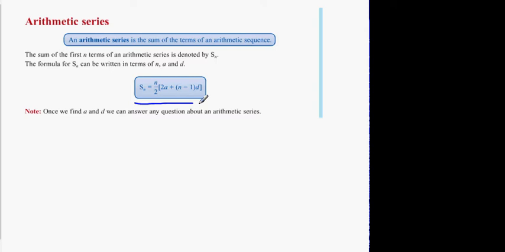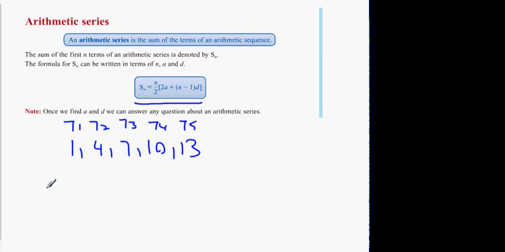say, for instance, that I have an arithmetic series 1, 4, 7, 10, all the way up to 13. And these are T1, T2, T3, T4 and T5 respectively. My a value is 1, my d value is 3. And let's say I wanted to figure out what all 5 of them added up together is. I know that this is 35 when you add them up together. But let's say I wanted to do it a different way. So I can use the Sn formula.